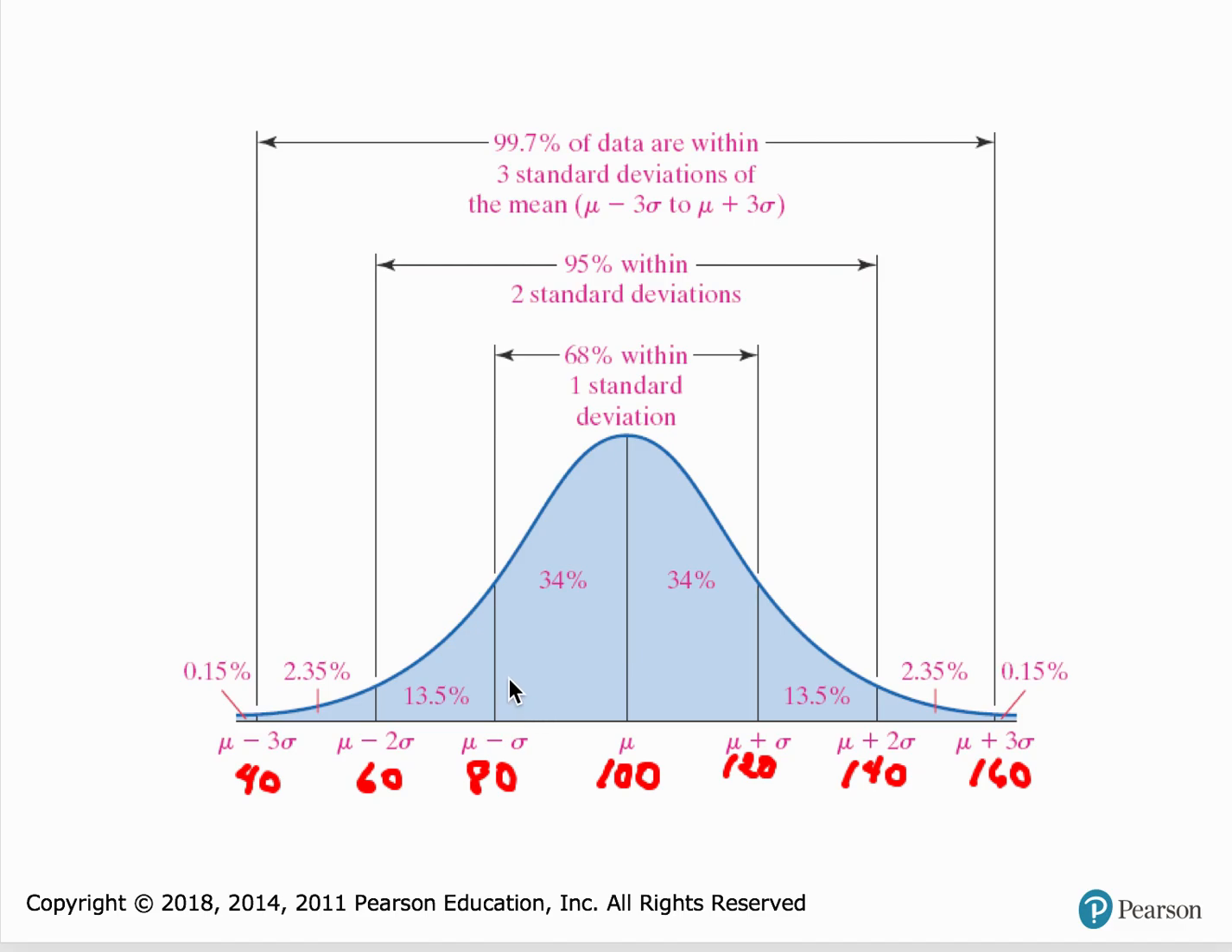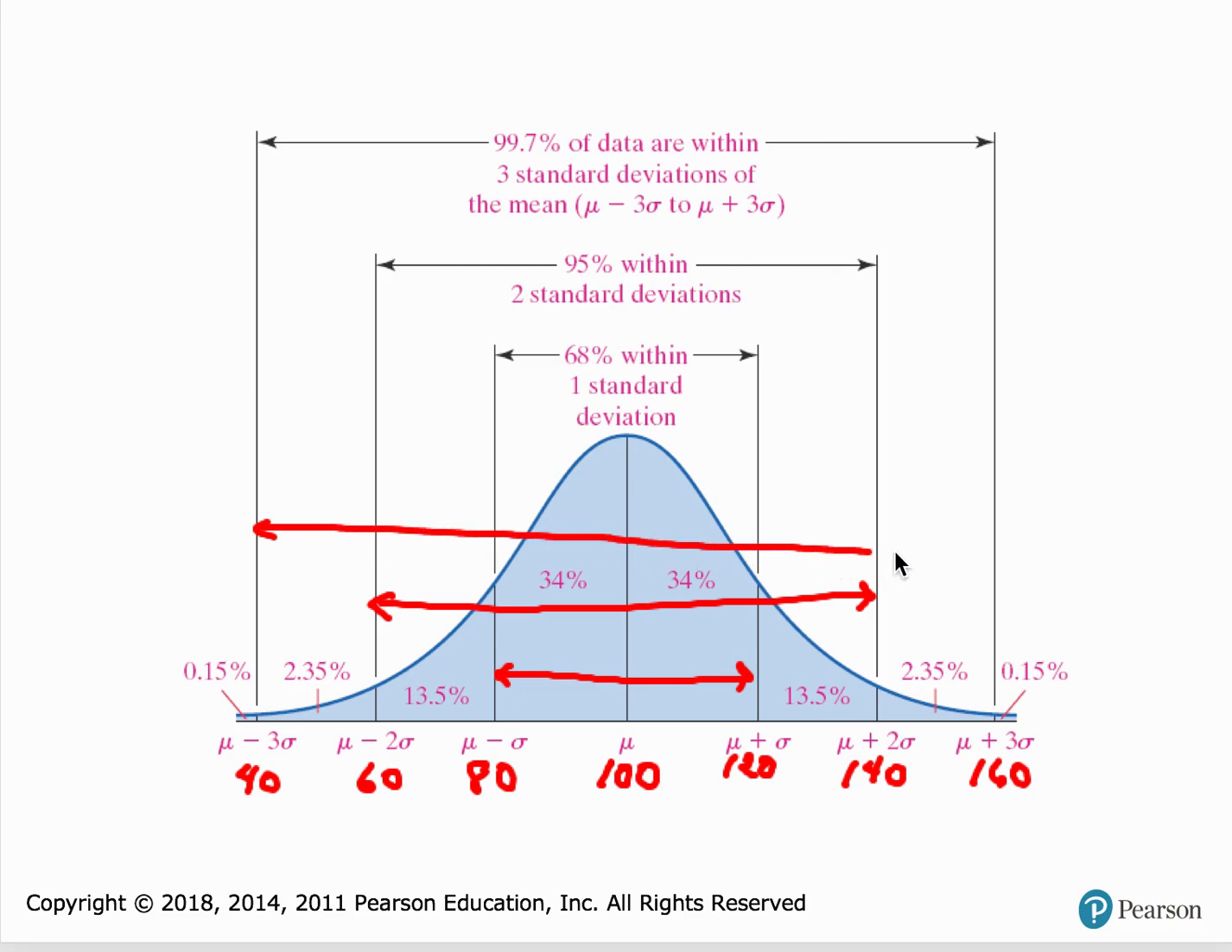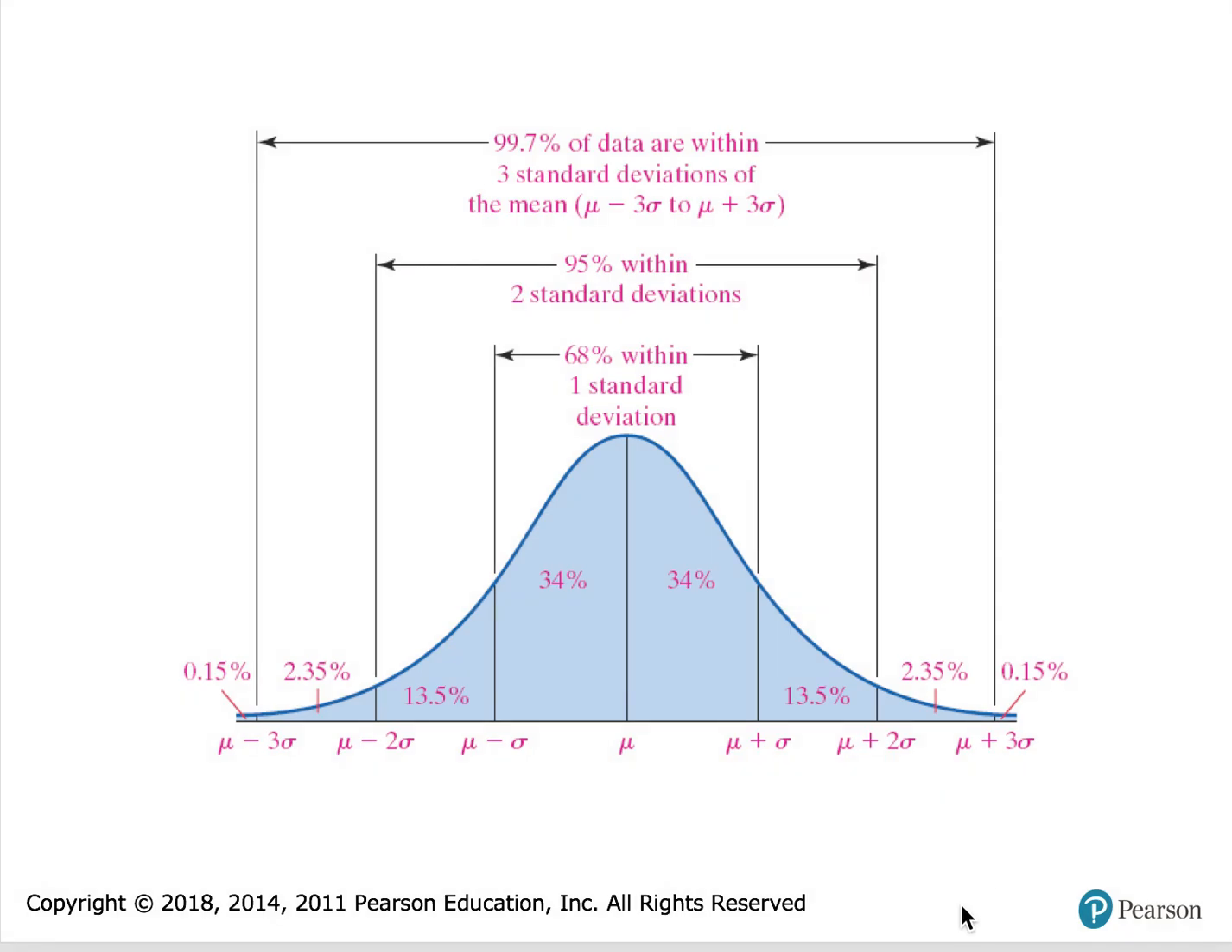So 68% of the population, and again, I just made these numbers up, would have IQs between 80 and 120. 95% of the population would have IQs between 60 and 140. 99.7% of the population would have IQs between 40 and 160. Okay, so that's what the empirical rule is telling us. So let's look at an example of that.